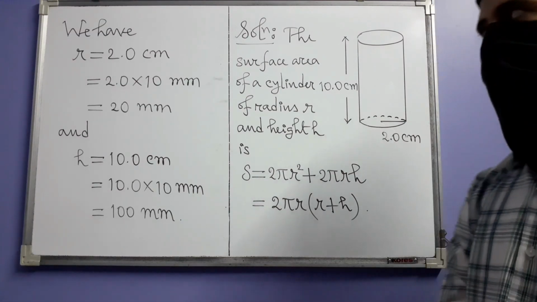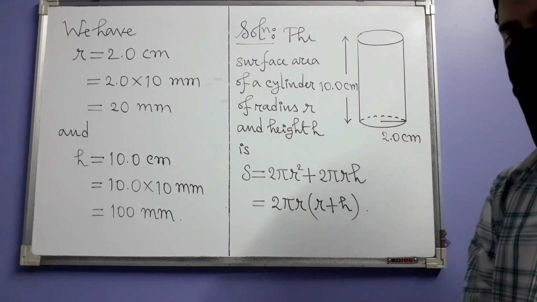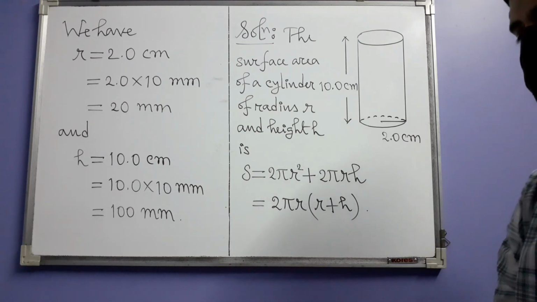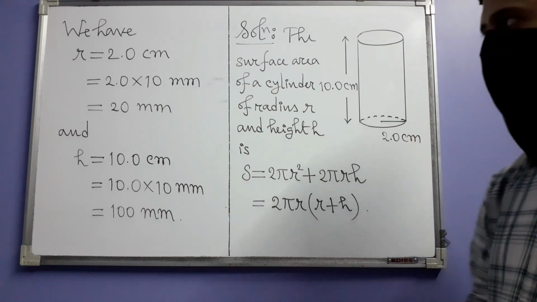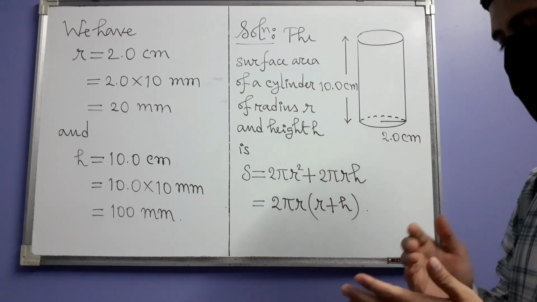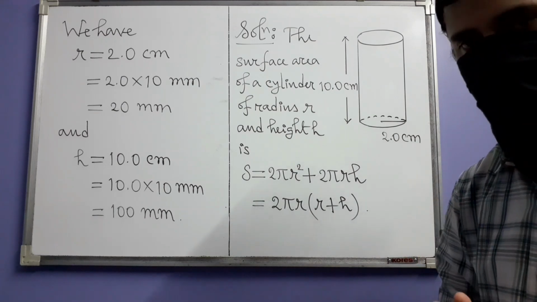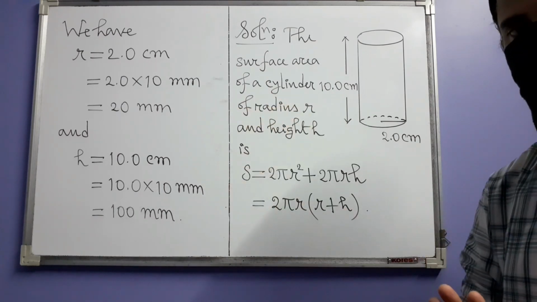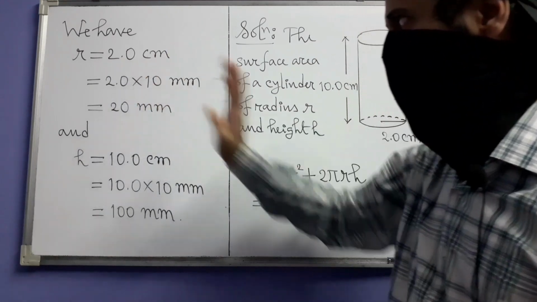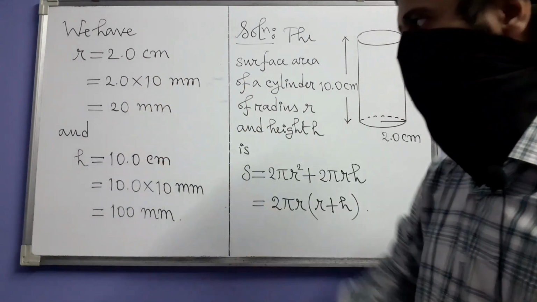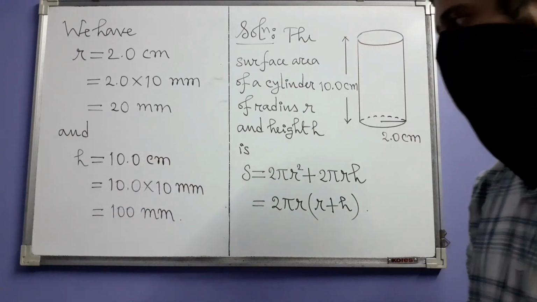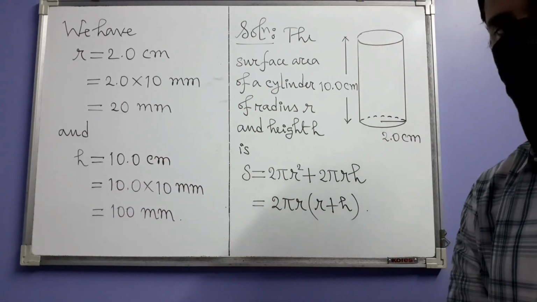Okay, so next what we do, we first change the given lengths from centimeter to millimeter, because we want the area in the unit square millimeter. That means we have to multiply each length by 10, because 10 millimeters equal 1 centimeter. So we do just that. The original radius is 2.0 centimeter, so now it has become 20 millimeter. Similarly, the original height is 10.0 centimeter, now it's 100 millimeter.